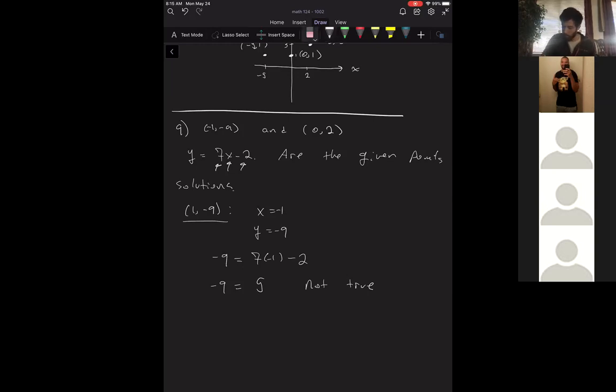But notice here, so we have 7 times minus 1, which is minus 7. And then minus 2. So that equals minus 9. So you see we have a true statement. We have minus 9 is equal to minus 9. So that's good. This tells us that 1 comma minus 9 is a solution.